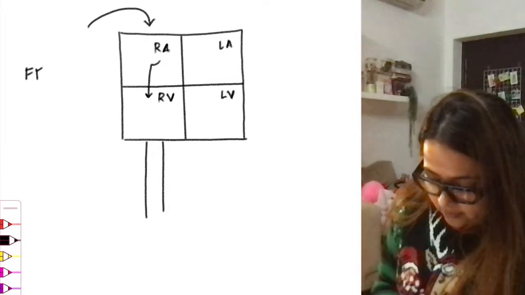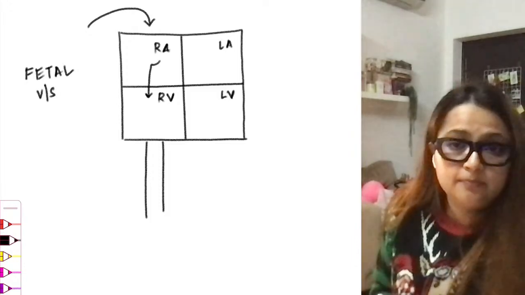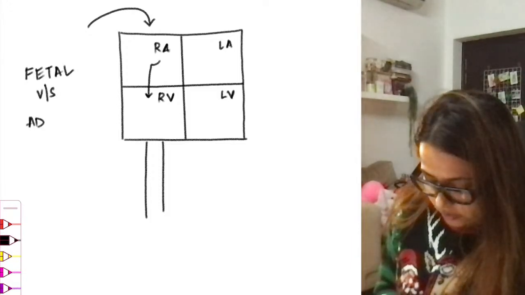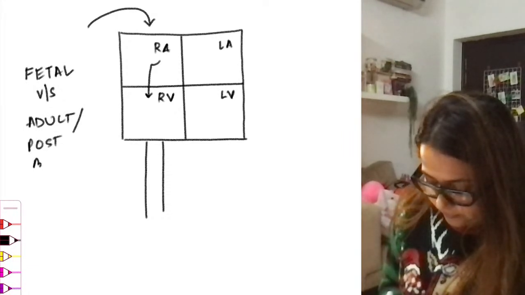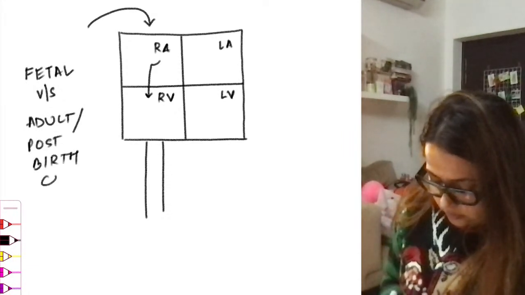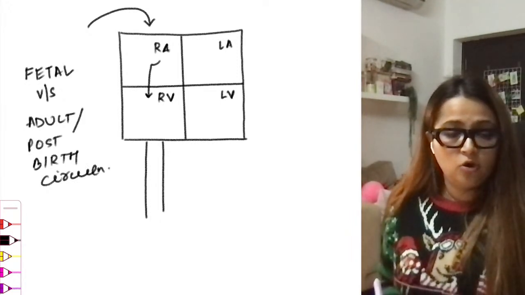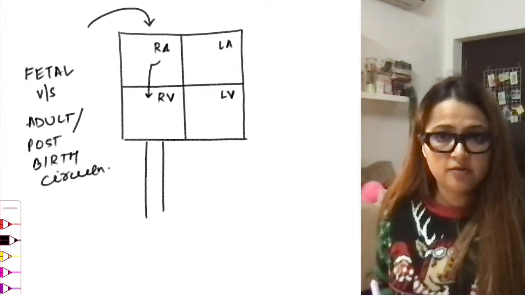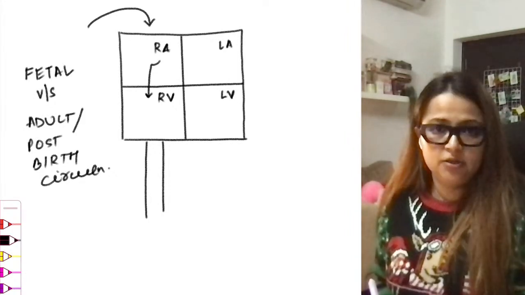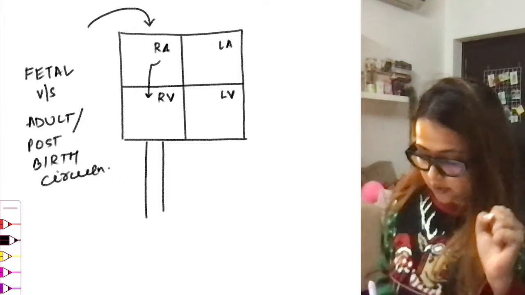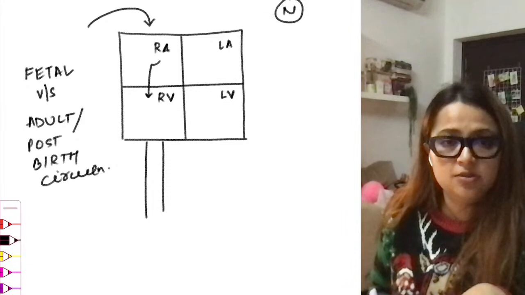But here, I will talk about fetal versus the adult or post-birth circulation. Here we will compare the differences between circulation in a fetus and that in the situation after birth. Both of these are different. So normally what happens, this is the post-birth situation.